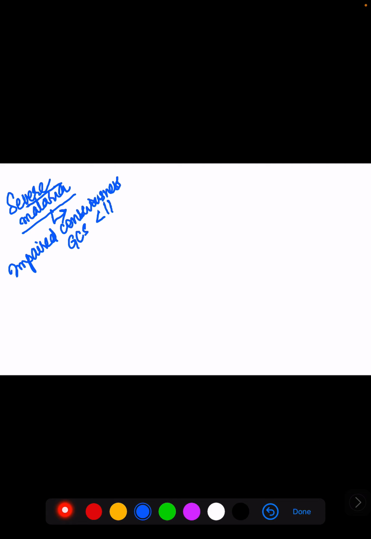And coming to complicated or severe malaria. This severe malaria is most commonly seen with falciparum infections, but it might also occur with vivax. So what happens in severe malaria? There will be impaired consciousness, that is Glasgow Coma Scale less than 11.